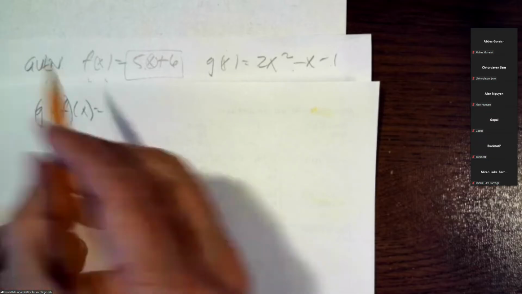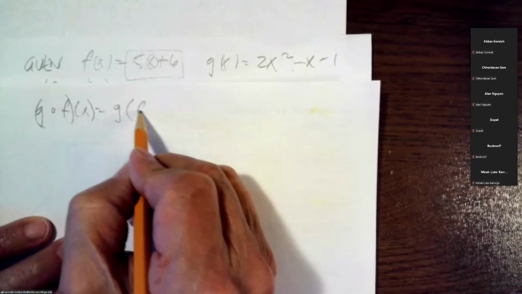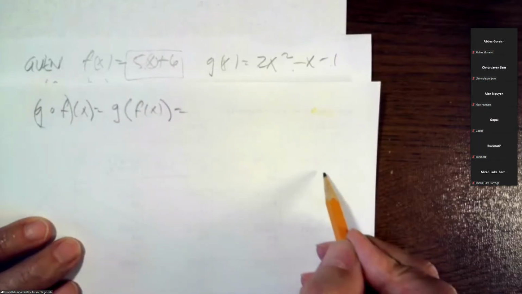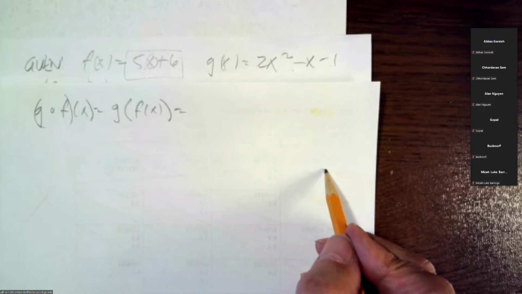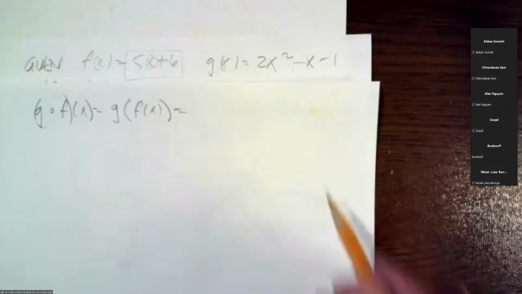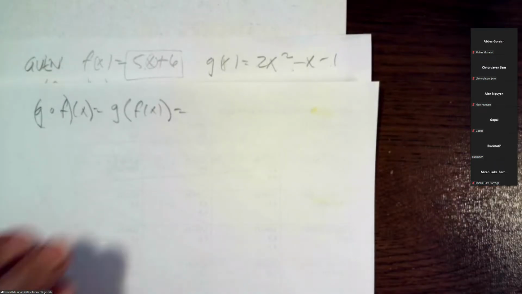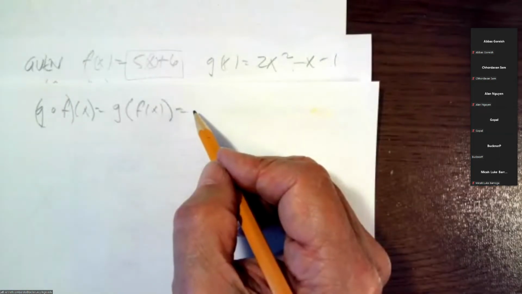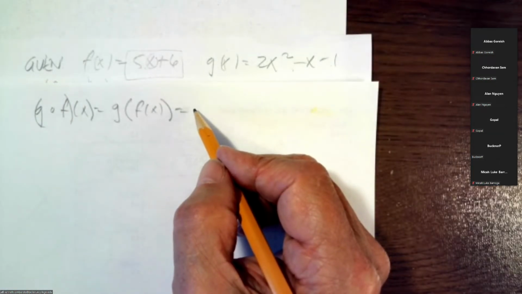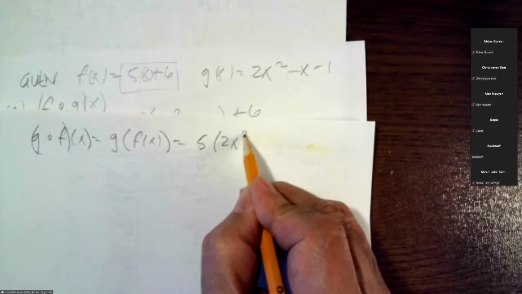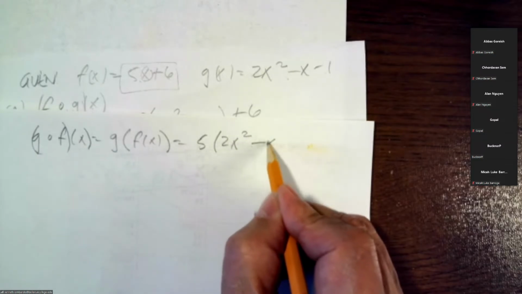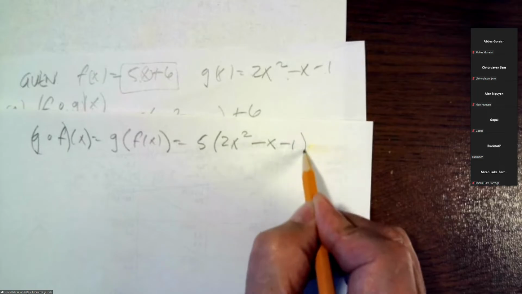So g of f of x, we said that looks like g of f of x. So what are we going to look like here? Okay, so we plug in the g of x. Okay, so what would you like me to write? Okay, so it is 5. And then the brackets, you have 2x squared minus x minus 1. Like that?